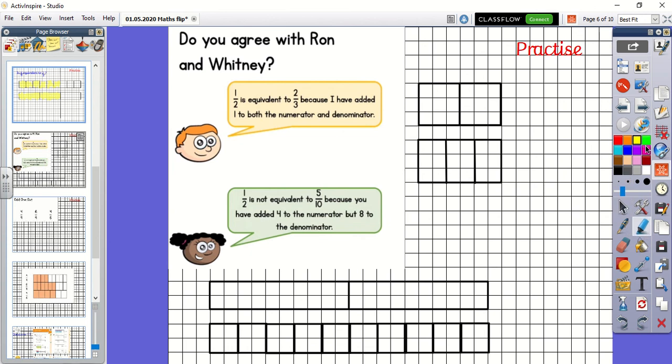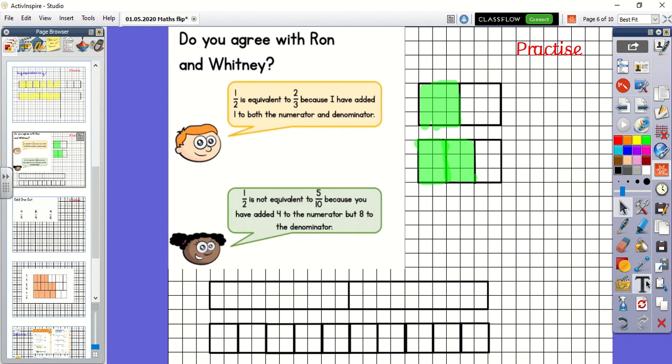Okay then, let's see. Let's go to Ron first. Ron is saying a half is equivalent to 2/3. So I've got my 2 equal parts and I'm going to shade in my 1 because 1 is my numerator for the first fraction. Done. And then 2/3, my 3 equal parts, but this time I need to shade in 2 parts because 2 is my numerator. So 1 part and 2 parts. There we go. What do you notice there? Are they equal? Has the same amount of each bar model been coloured in?